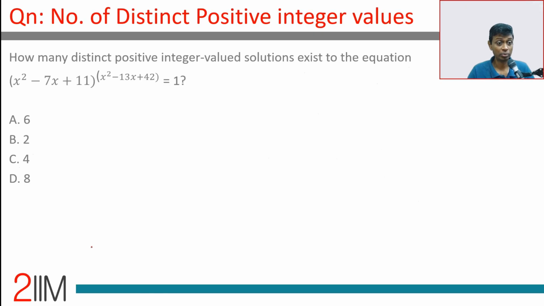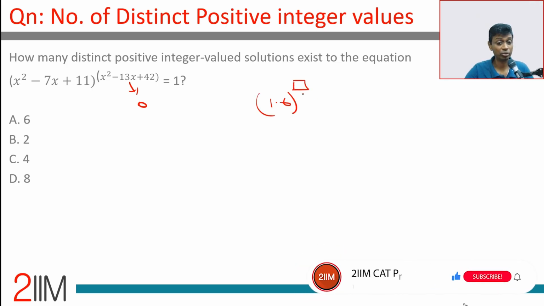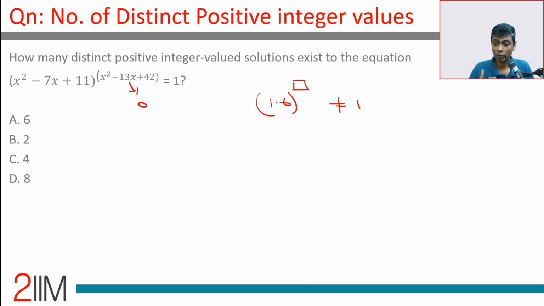(x² − 7x + 11)^(x² − 13x + 42) is 1. Sounds like an incredibly tough question. But think about this. Any number to the power 0 is 1. So this exponent could go to 0. Fine. If you have a number other than 1 raised to the power of anything apart from 0, it cannot be 1, because if it's more than 1 to a positive power, it will keep going higher and higher. With a negative power it will keep going less than 1.